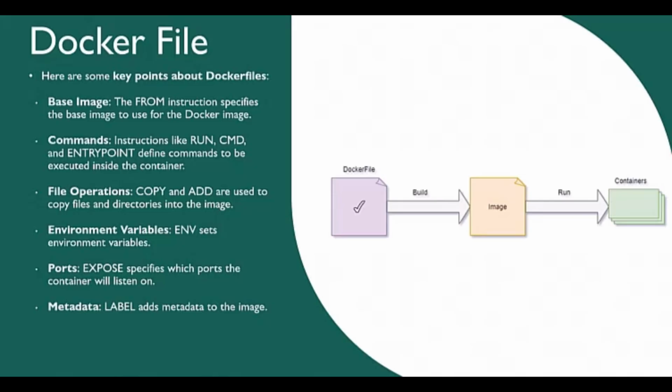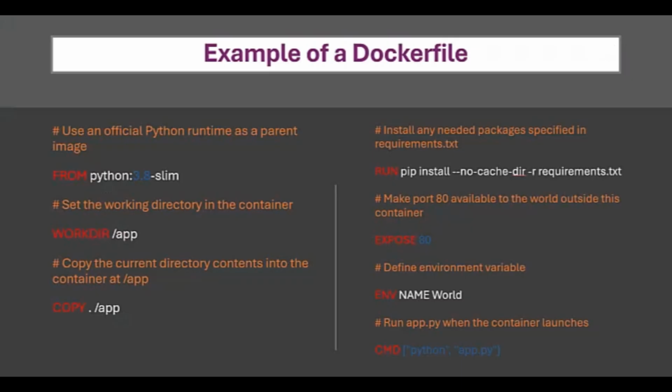Environment variables. ENV sets environment variables. Ports. EXPOSE specifies which ports the container will listen on. Metadata. LABEL adds metadata to the image. Here's a simple example of a Dockerfile. This Dockerfile sets up a Python environment, installs dependencies, and runs a Python application.